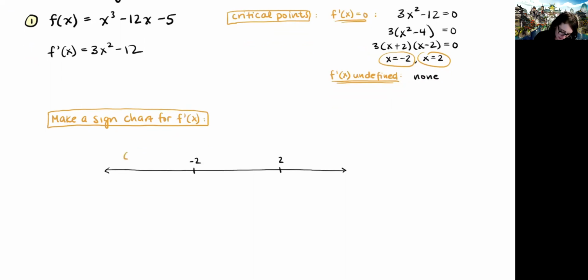We've got the interval from negative infinity to negative 2, all numbers less than negative 2. We've got all numbers between negative 2 and positive 2. Then we've got all numbers that are bigger than 2.